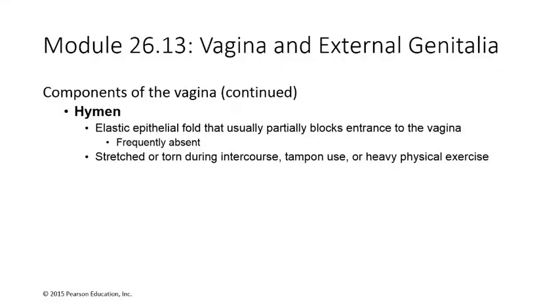There's also a hymen. The hymen is an elastic epithelial fold that partially blocks the entrance to the vagina. It's frequently absent, but when it is present, can be stretched or torn during intercourse or tampon use or heavy physical exercise. And oftentimes, if there is damage to the hymen in a young person, it is clearly evidence of some sort of sexual activity or assault.